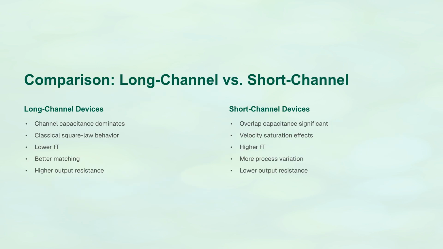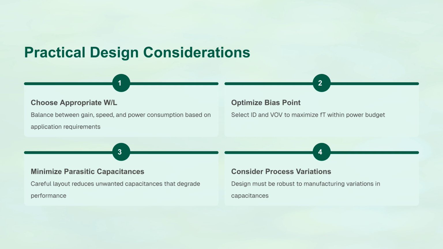Long-channel devices are dominated by channel capacitance, exhibit classical behavior, but have lower fT. Short-channel devices have significant overlap capacitance, show velocity saturation effects, and achieve higher fT, but with lower output resistance. Practical design requires choosing the appropriate W/L ratio, optimizing the bias point for maximum fT, minimizing parasitic capacitances through careful layout, and ensuring the design is robust against process variations.